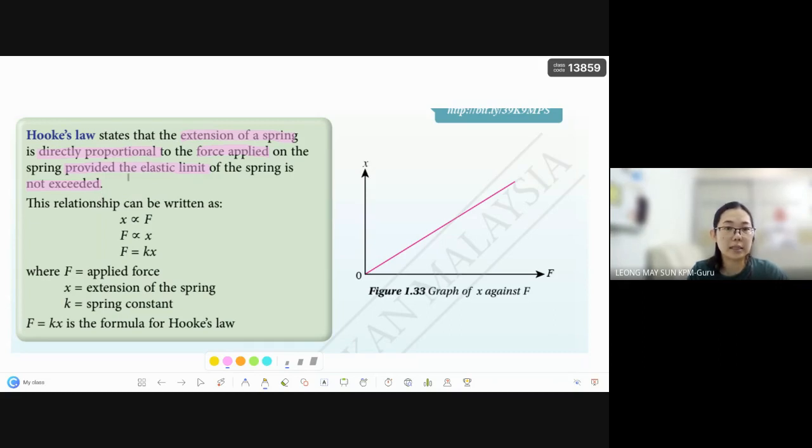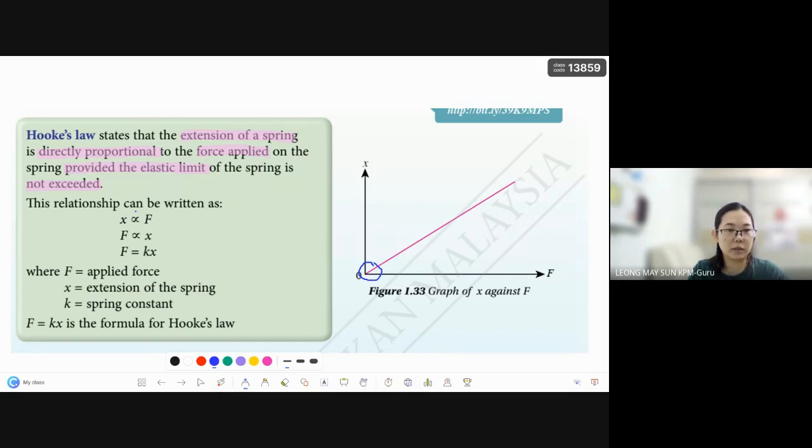All right, is the extension of the spring directly proportionate? Now, when it says directly proportionate, it means that if it's a graph, it will be a positive gradient straight line graph that passes through the origin, provided that the elastic limit is not exceeded, which means that in a short while we will explain what elastic limit means.